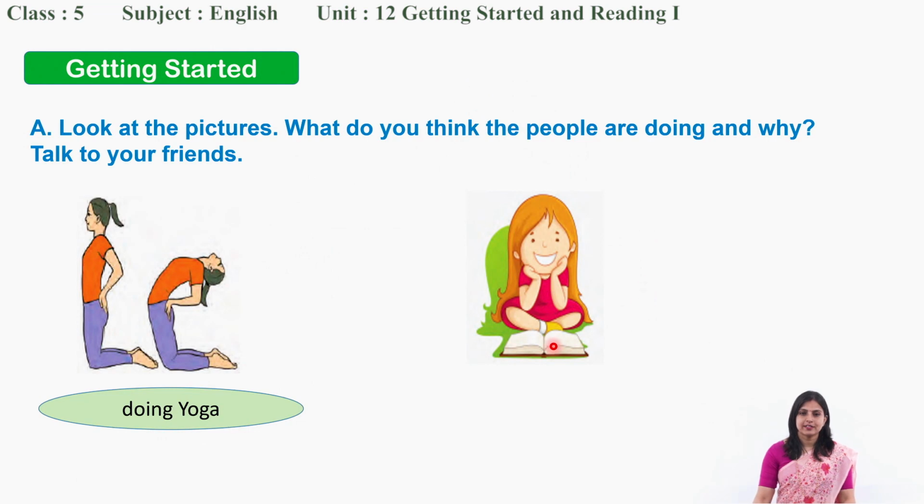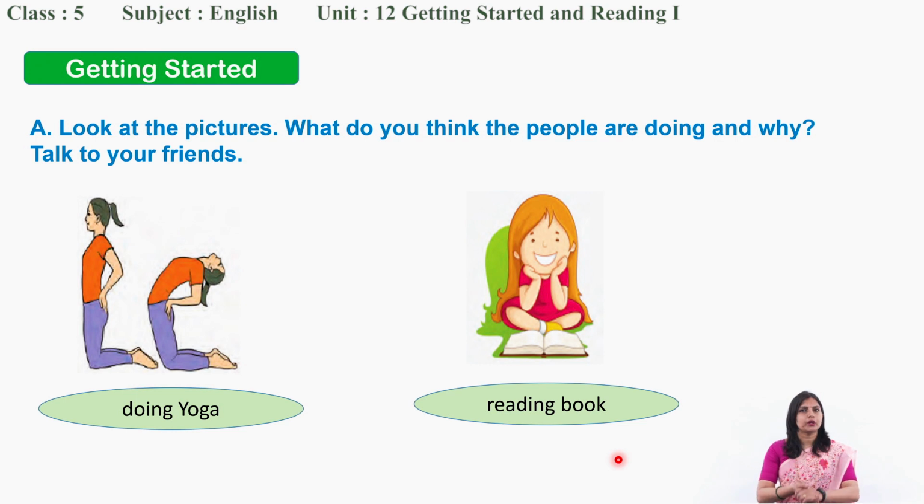Alright, what about this cheerful girl? You see, she is smiling and she has got a book in front of her. What do you think she is doing? Yes, good. She is reading a book. Why do we read books? Why do you think she is reading a book? Exactly, to get knowledge, to learn something. We need to read books because books give us knowledge. So she is reading a book to gain knowledge.